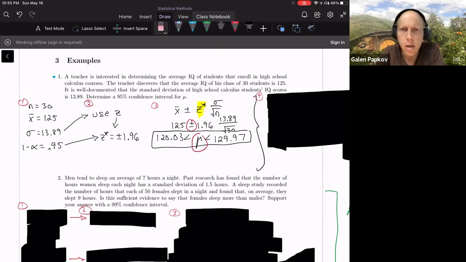Once you have all this information, then you're ready to actually plug in to the confidence interval formula and determine the 2 bounds. So there is the formula rewritten over again. The mean is 125, critical value is 1.96. It's not necessary to write it as a minus or positive, just plus or minus, because that's part of the formula. And you've got sigma of 13.89 over the square root of 30. When you do 125 minus the right side, you get 120.03, and 125 plus the right side gives you 129.97.